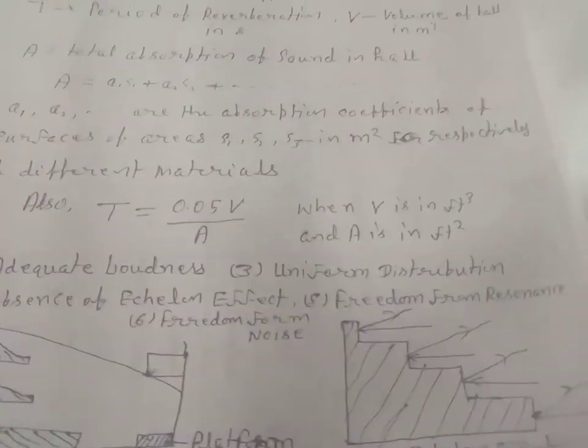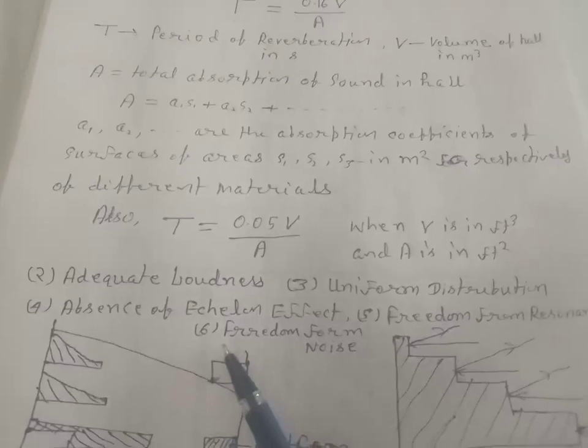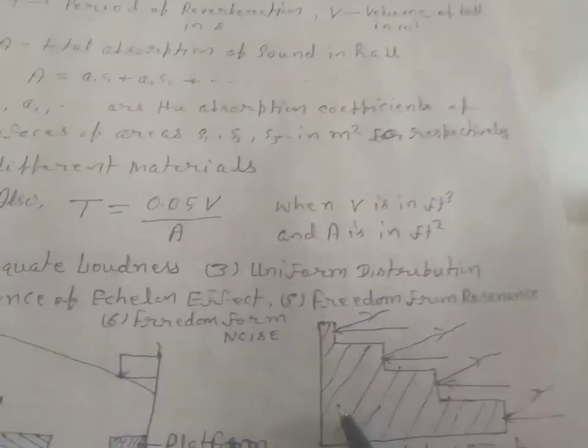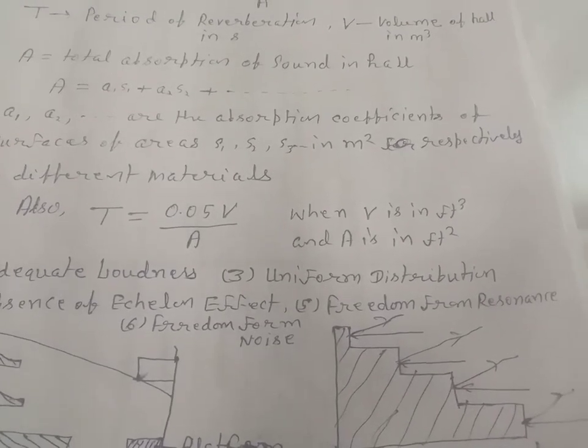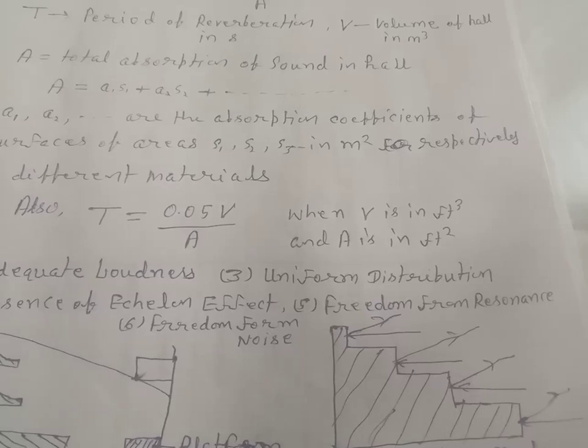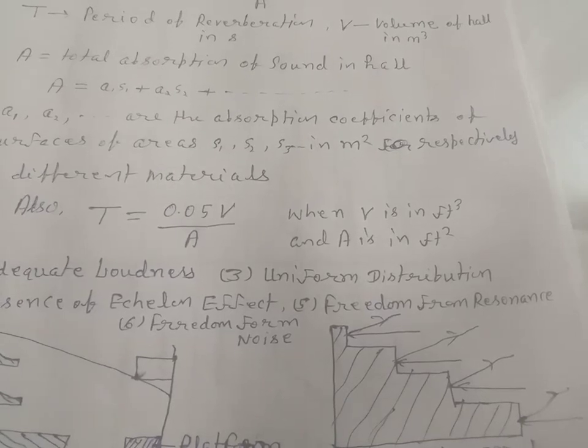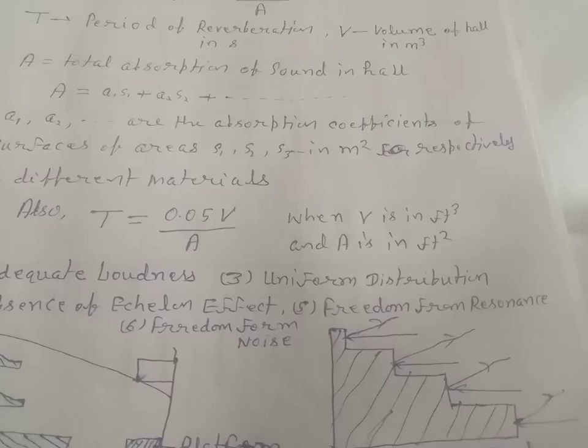Now the fourth point is absence of echelon effect. An observer walking towards a flight of steps notices that each footstep is followed by echoes giving a roll of sound.